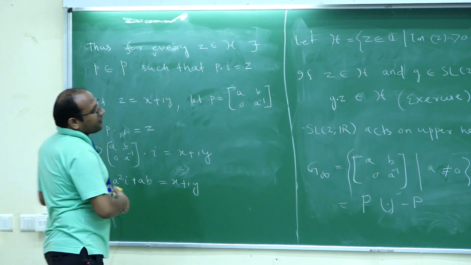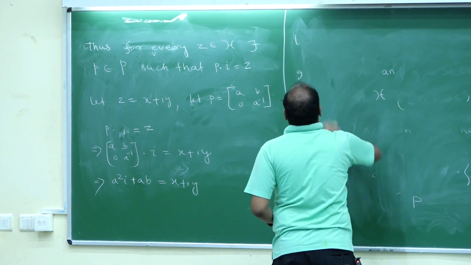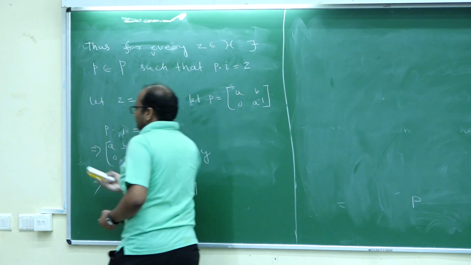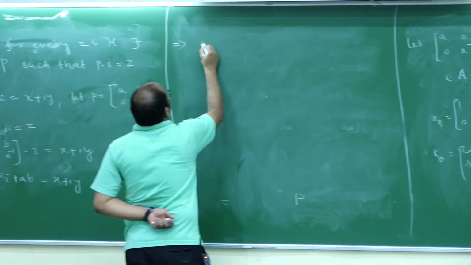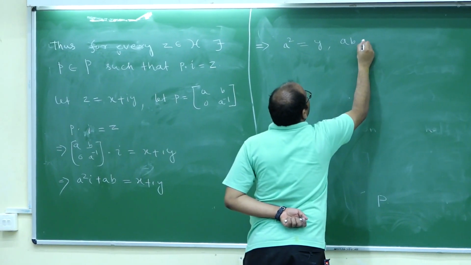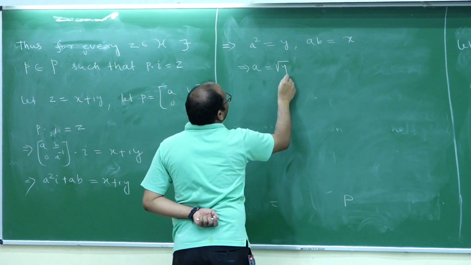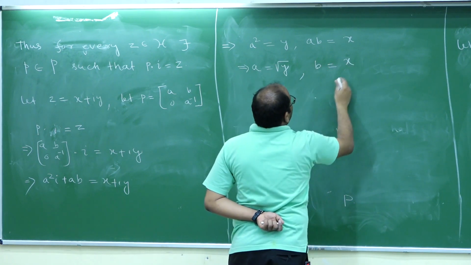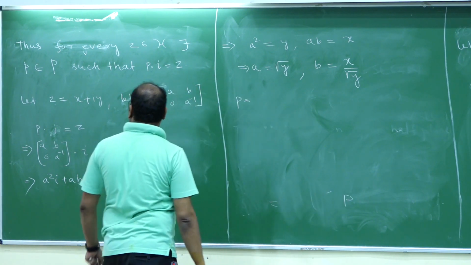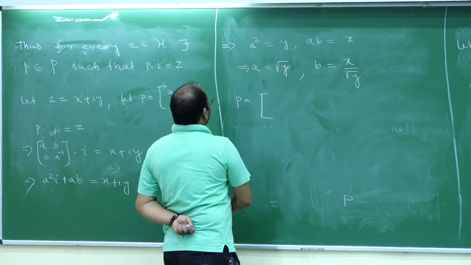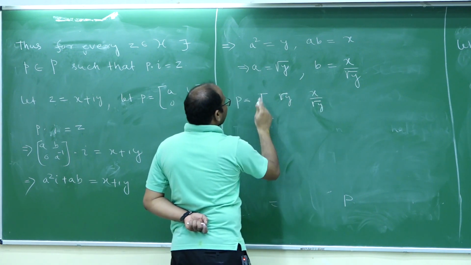So this implies a square is equal to y and ab is equal to x. That means a is equal to square root of y and b is equal to x by root y. So this p is uniquely determined by this z, and p has this form: root y, x by root y, 0 and 1 by root y.